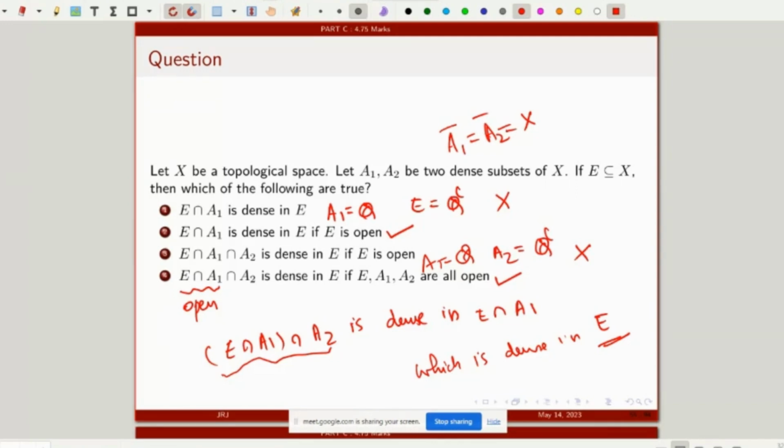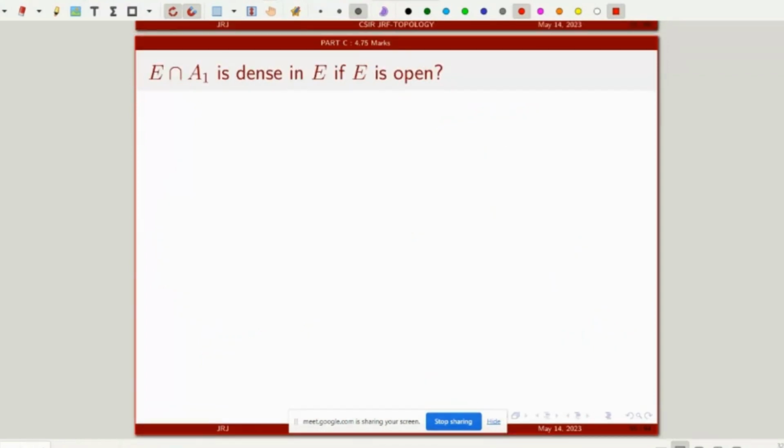Is it okay? Okay. So now we have to prove option B is true, that is, E intersection A1 is dense in E if E is open. So how can we prove that? One minute.